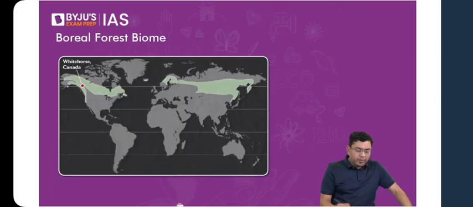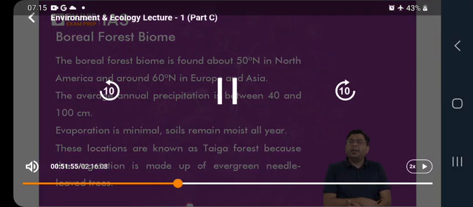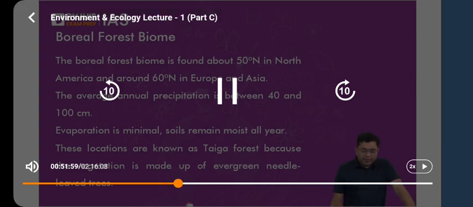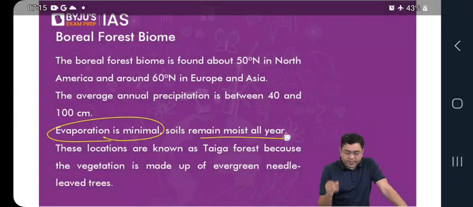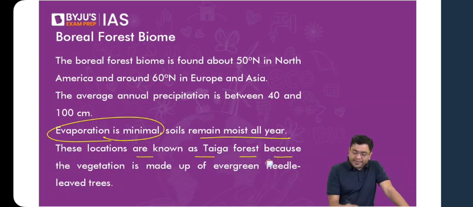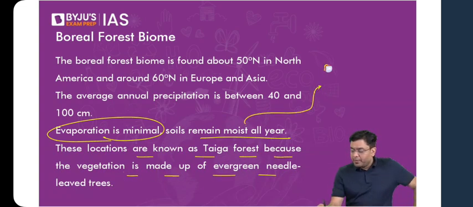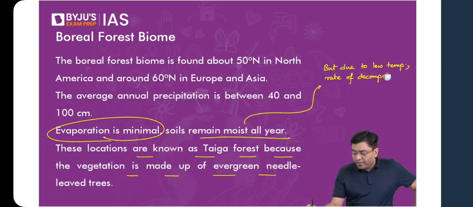Generally, conifers are found to be present in higher latitudes and higher altitudes. Okay, so evaporation is minimal because of low temperature. Soil remains moist all throughout the year. So these locations are known as taiga forest because the vegetation is made up of needle leaves. So soil remains moist all of the year, but due to low temperature, rate of decomposition is very slow.